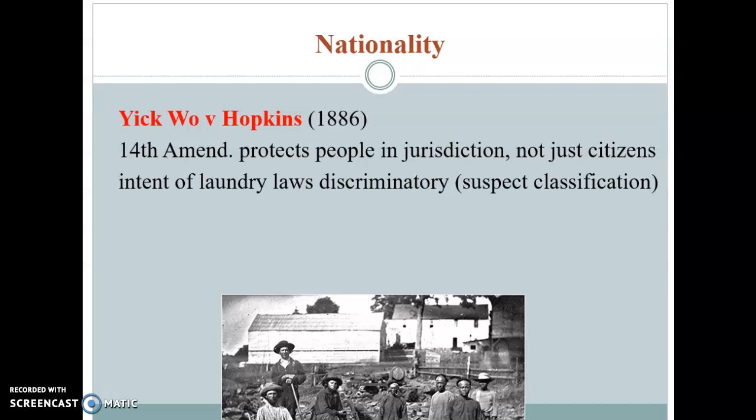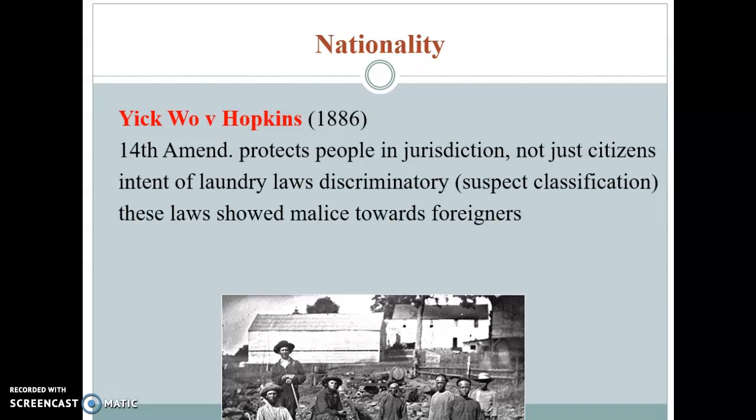And remember, in this particular case, Yick Wo versus Hopkins, the court said that the intent of the laundry laws was discriminatory. It is what they would later call a suspect classification. This sounds kind of progressive for 1886. The court found that these laws showed malice towards foreigners. Again, that was really before the big wave crashed over America by 1900, 1906.